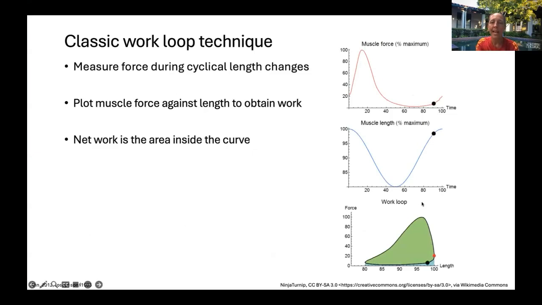And so what this little animation is showing is the change in muscle length is the blue line in the middle. And so we give them sinusoidal length changes. And we're going to stimulate the muscle at the onset of shortening. So we're looking at the force output of the muscle in red. And then we're going to plot force by length to get a work loop. And so you can read this work loop where the red dot indicates the onset of activation, and the muscle then shortens, and then it's stretched passively back to its original length. So the net work of the muscle is the area inside the curve.